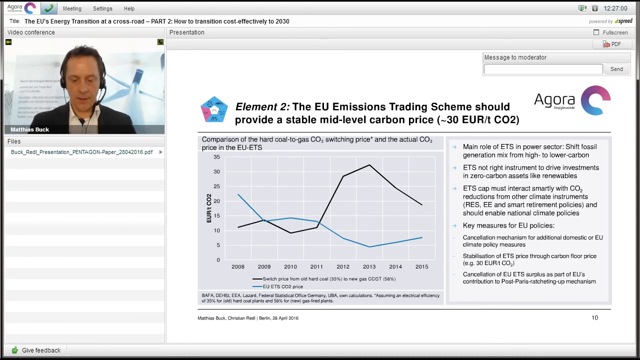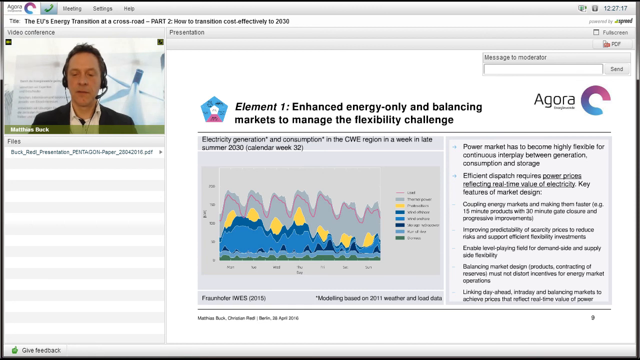Now, we have a question, perhaps Christian, you can pick it up. The question is on storage policies and whether we think that a lack of storage policies among member states would hinder a cost-effective power system transformation.